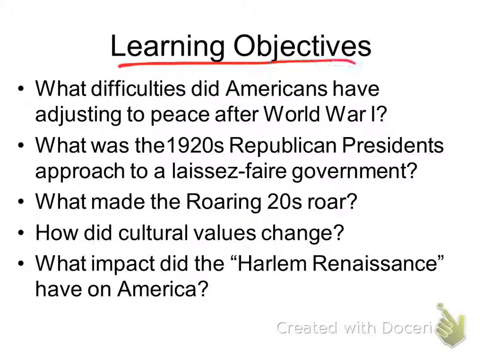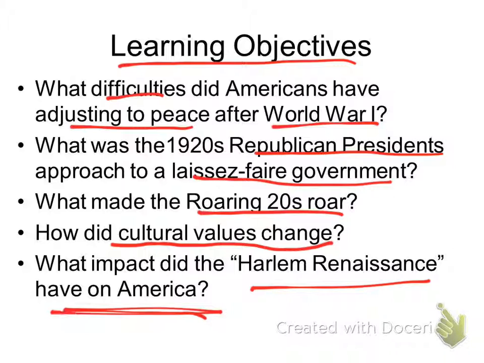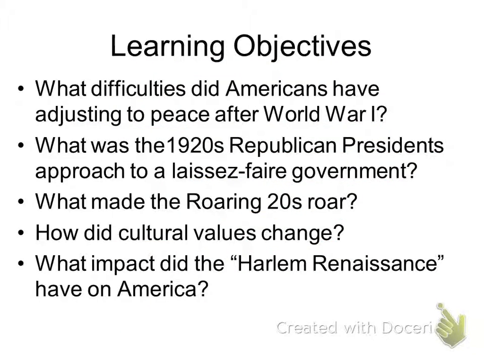What we have here, our first slide, learning objectives. Take a look at these, and as we go through, we'll answer them. What difficulties did Americans have adjusting to the peace after World War I? What was the 1920s Republican president's approach to laissez-faire government? What made the 1920s, the Roaring Twenties, roar? How did cultural values change? That's an important one. And then, what impact did the Harlem Renaissance have upon America? These are objectives, things that you should be able to explain in some depth or detail, either orally or on a sheet of paper, in paragraph form, by the time we finish with the slide presentation.